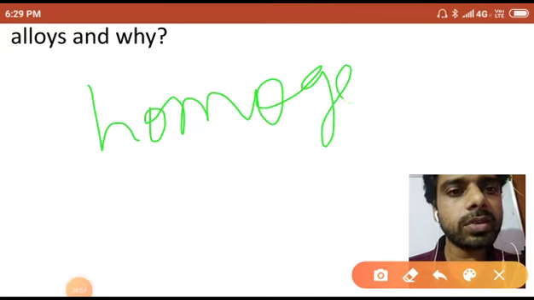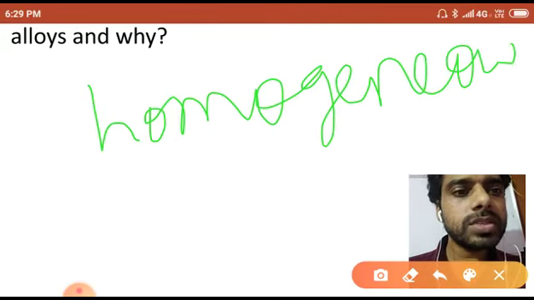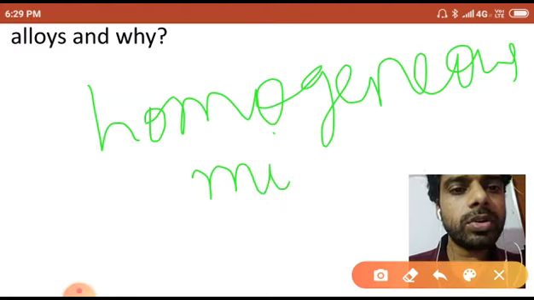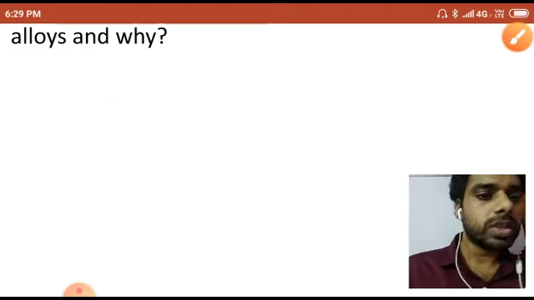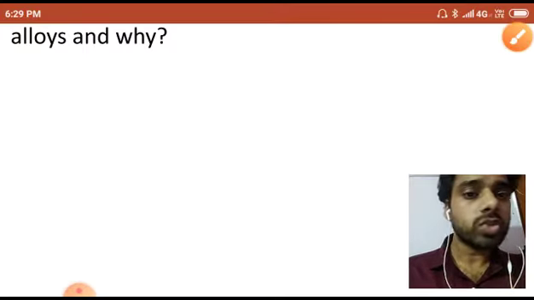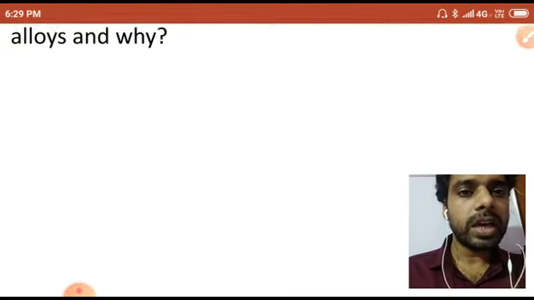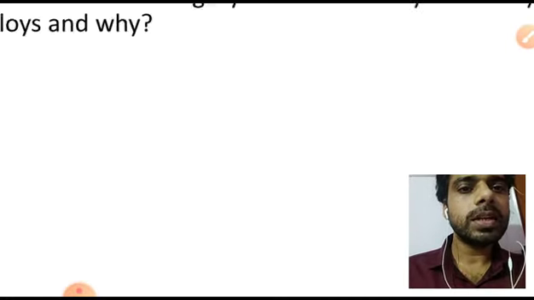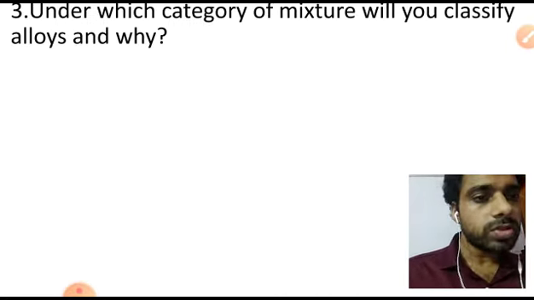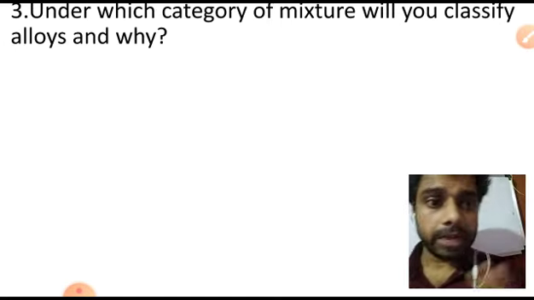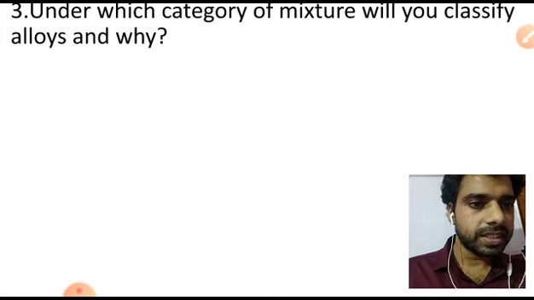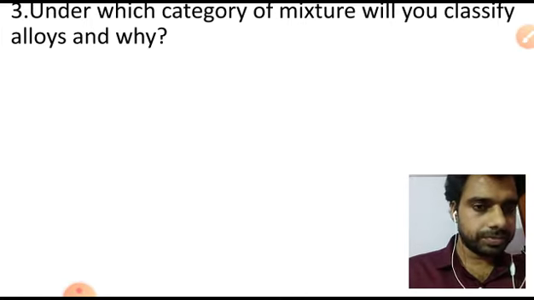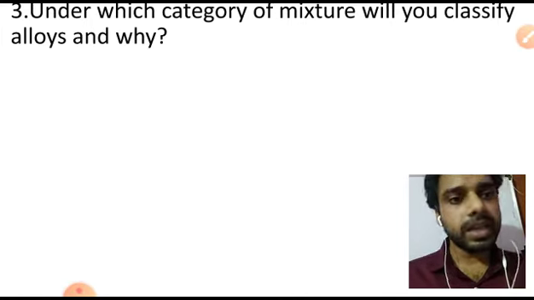Homogeneous mixture. Why? Now I am telling you, dear student, an alloy is a true solution or solid solution. Alloy is a homogeneous mixture, so we can say it is a true solution, a solid solution. I am giving you some examples of alloys. Brass is made up of copper and zinc. Steel is made up of iron and carbon.